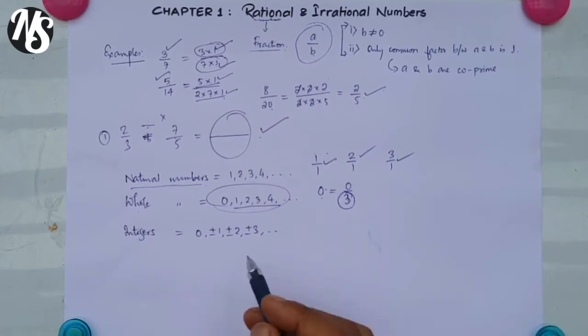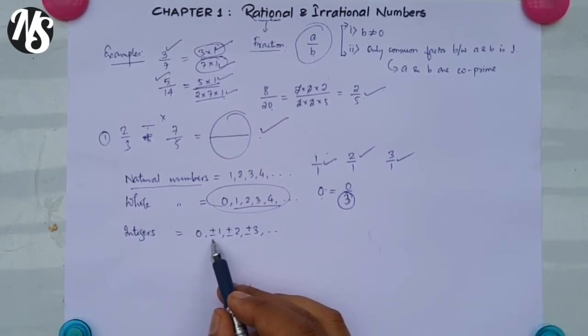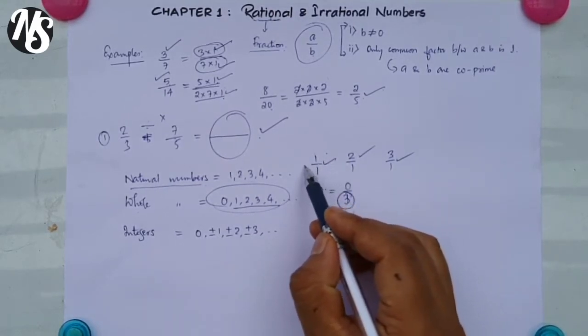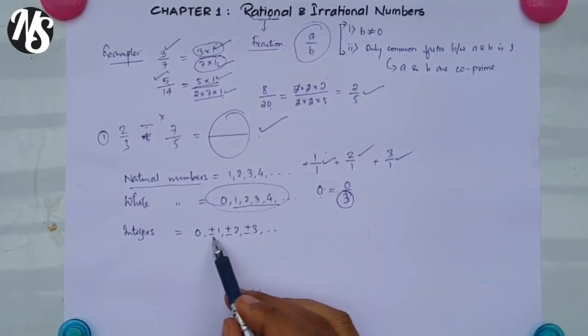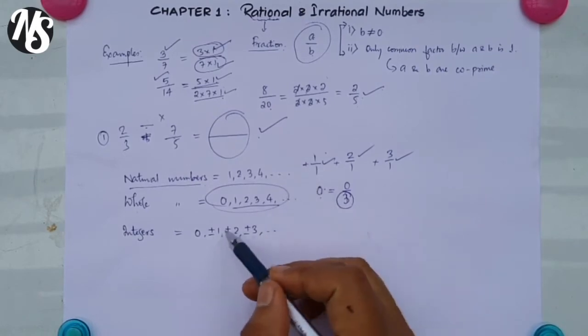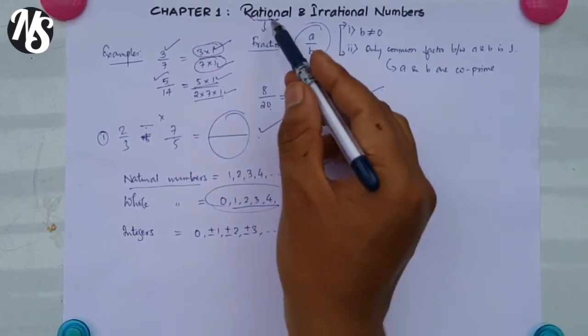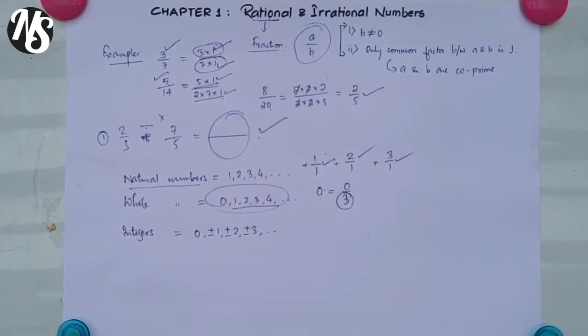Similarly, integers will also be in the rational numbers. Here we see the signs are positive, isn't it? But here you may get negative also. So that means you may have negative rational numbers as well. So these are the things that you need to keep in mind.